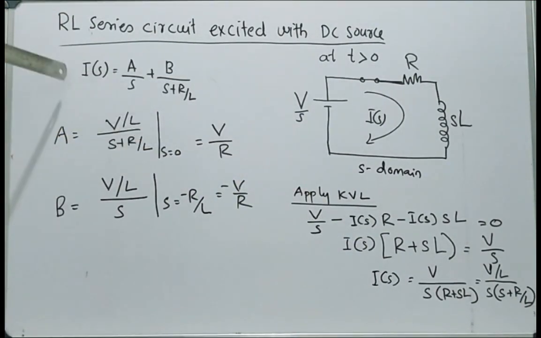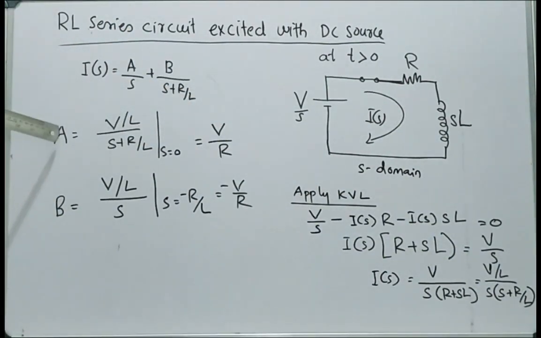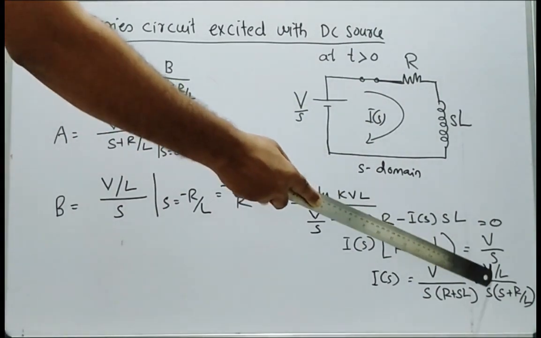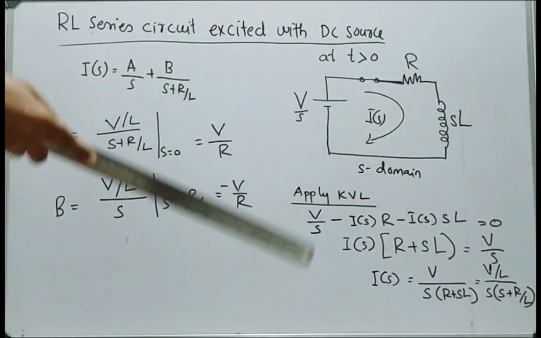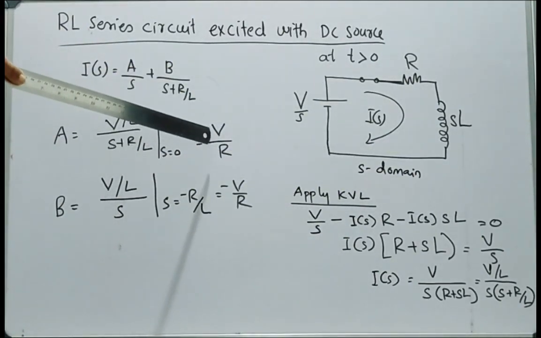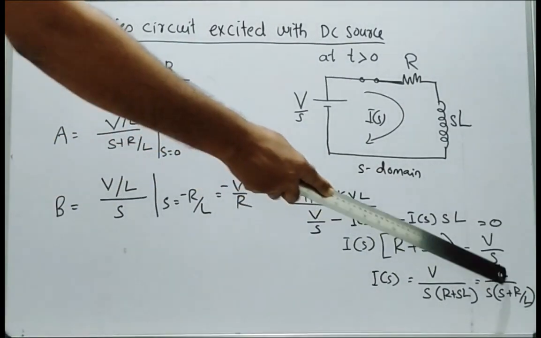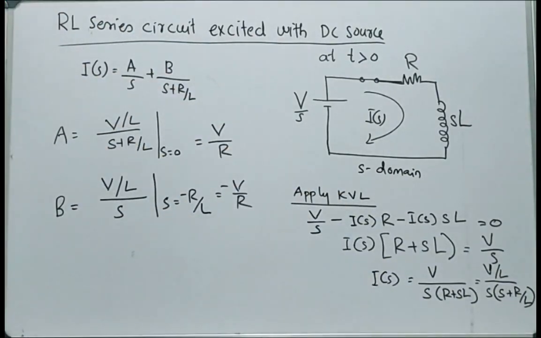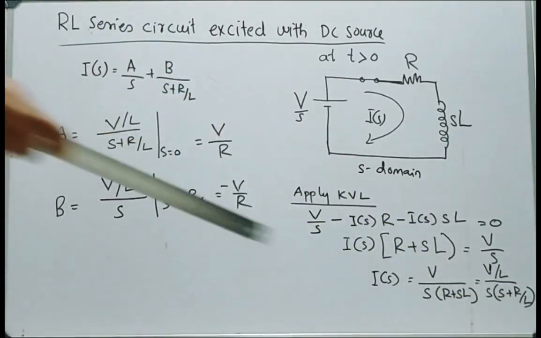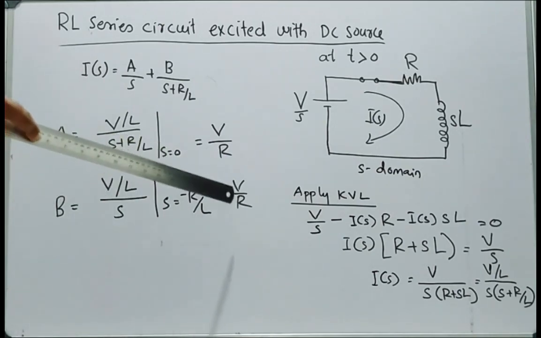Considering that, we can write I(S) as A by S plus B by S plus R by L. In order to obtain A, we need to multiply this equation with S and equate S equal to 0. After solving, we obtain A as V by R. Similarly, in order to obtain B, we multiply this equation with S plus R by L, and into that equation we substitute S equal to minus R by L. Substituting, we obtain B as minus V by R.